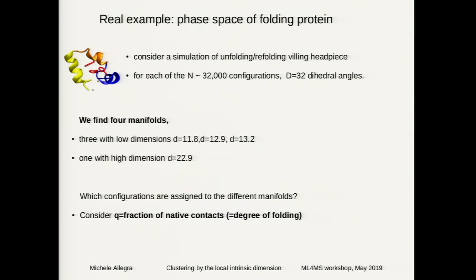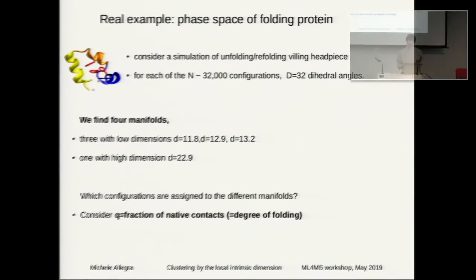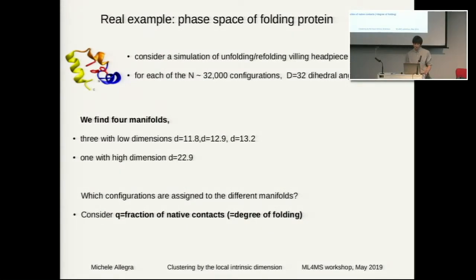32 dihedral angles. If we do this, we find that the data actually split into 4 manifolds, 3 of which have very low intrinsic dimension and 1 very high intrinsic dimension. What does this mean? In order to interpret the results, we consider the fraction of native contacts, Q, which is a proxy for the degree of folding. So configurations with high Q are folded and low Q are not folded.